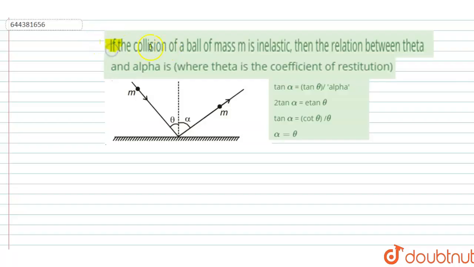Hello, welcome to Doubtnut. In this question, if the collision of a ball of mass m is inelastic, then the relation between theta and alpha is, where the coefficient of restitution is E. This is not theta, this is E, because the coefficient of restitution is denoted as E. This is the figure of this question.